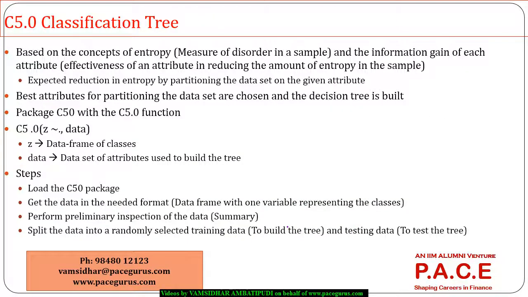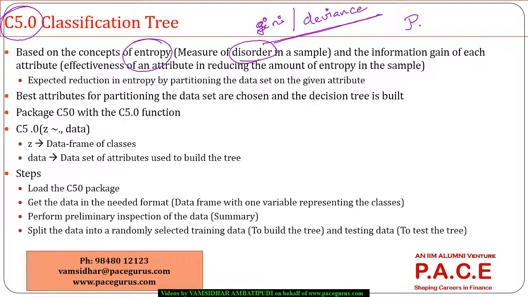Now, the next model that I want to look at here is a C5.0 classification tree. It is based on the concept of entropy. Right there we have looked at the tree primarily based on either the Gini coefficient or the deviance calculation, and based on that the splitting of the tree has been performed. Here it is based on the measure of entropy, which talks about the measure of disorder in the sample.